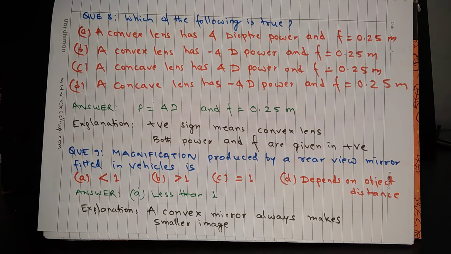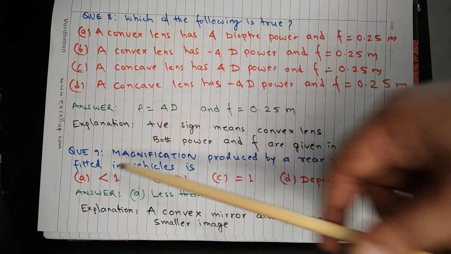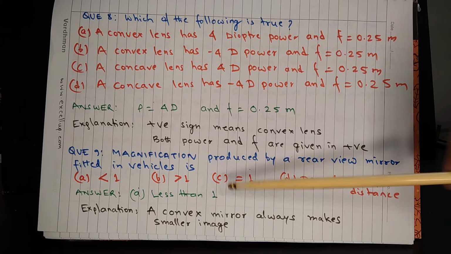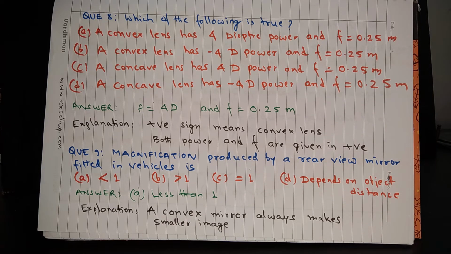Question 9. Magnification produced by a rear view mirror fitted in vehicles is: A, less than 1; B, more than 1; C, equal to 1; and D, depends on object distance. Answer is A, less than 1. A convex mirror always makes a smaller image, so you have to keep it in mind.